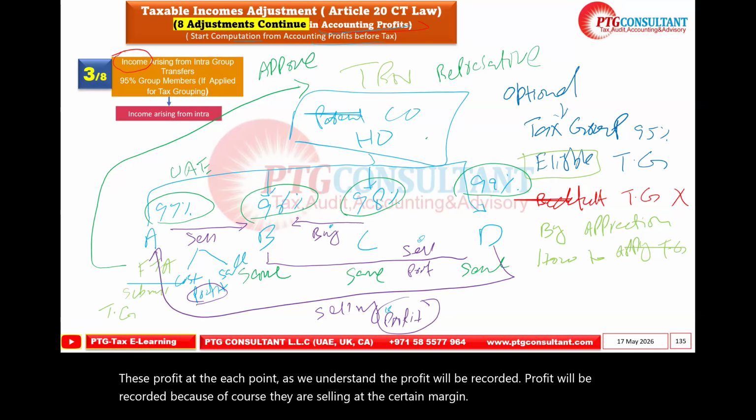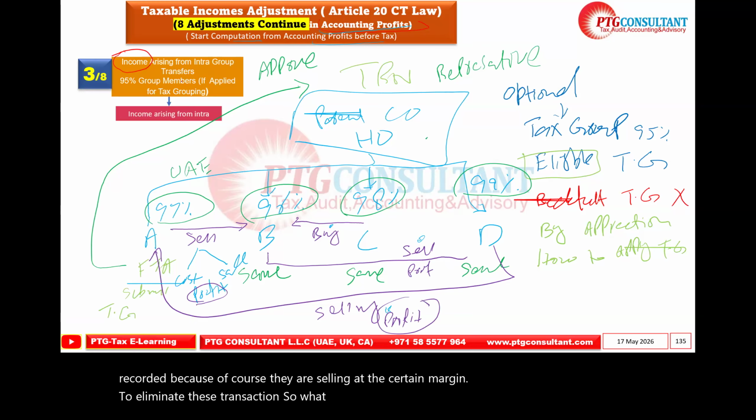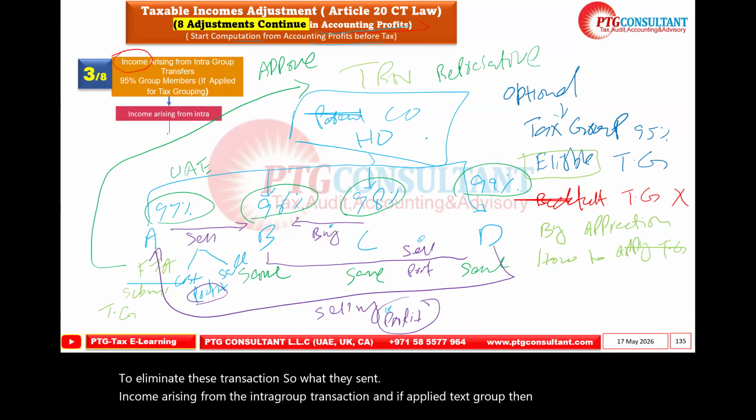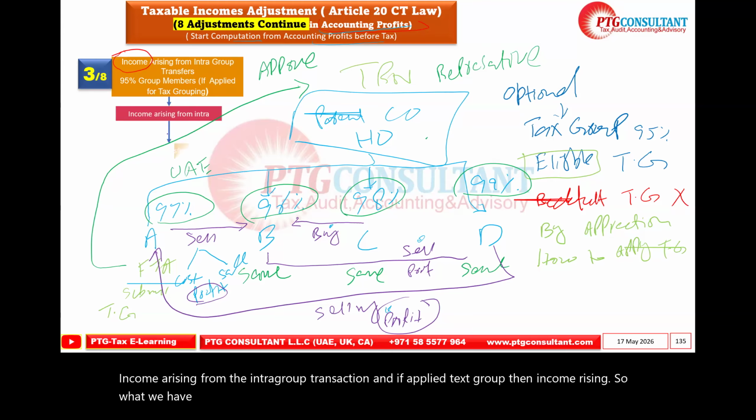To eliminate these transactions, the income arising from the intra-group transaction, if a tax group is applied, then what do we have to do? In that case, we have to cancel this transaction. We have to eliminate the transaction.